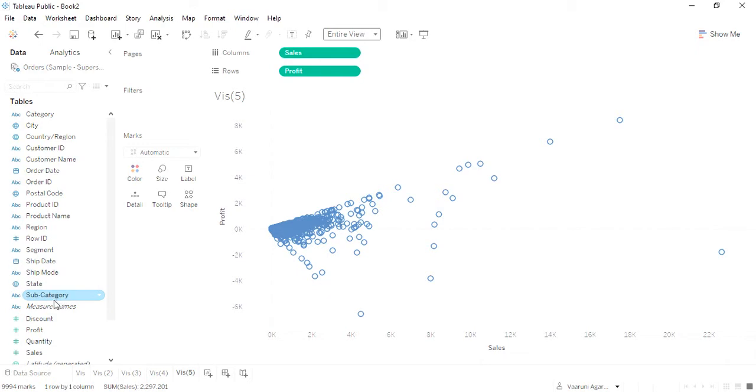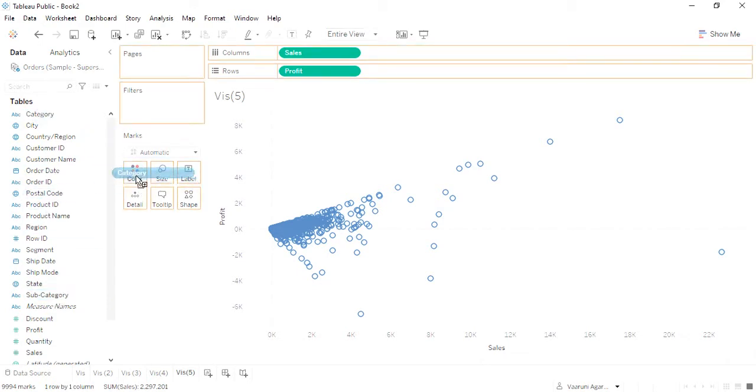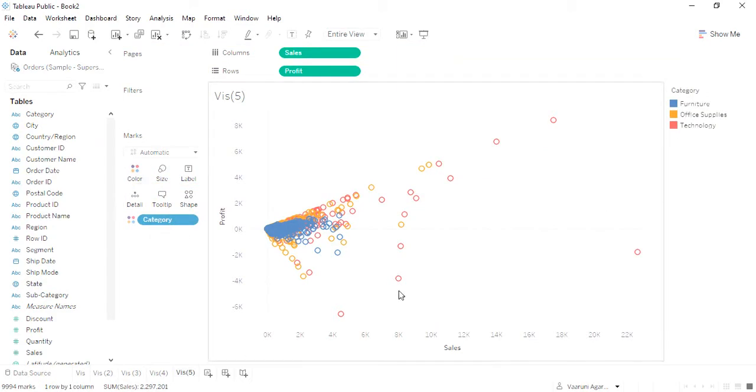So what we do is we add a criterion. Suppose we drag the Category into the Color part. Now I get these different categories in different groups. Furniture is represented by the blue color, and this blue color is mostly concentrated over this region, right? So what I understand is that in furniture, the sales and the profit values are very low.